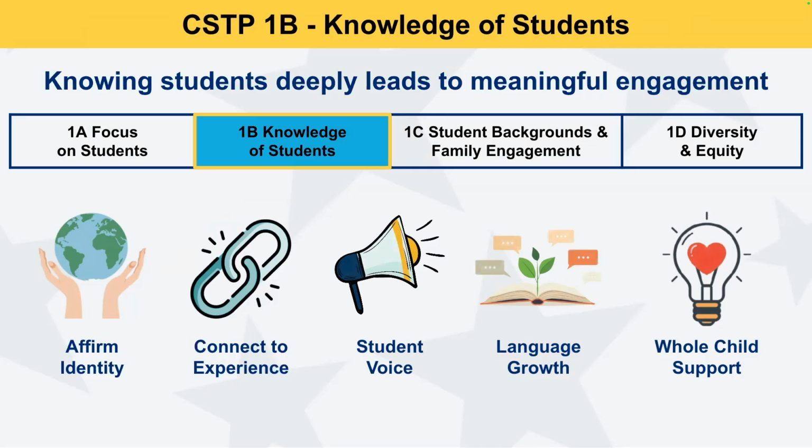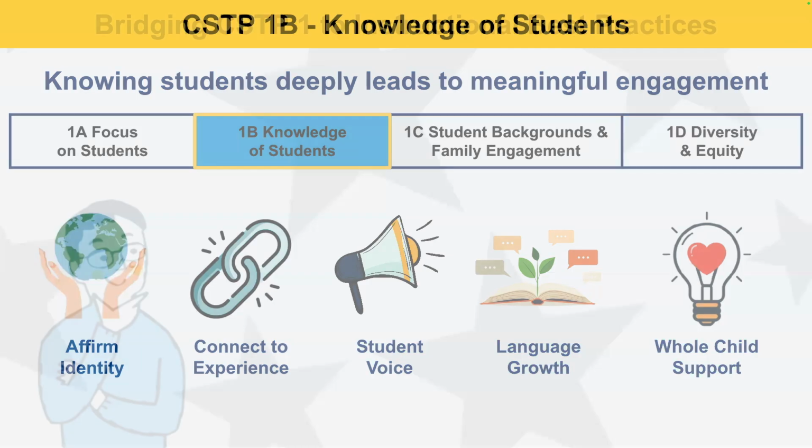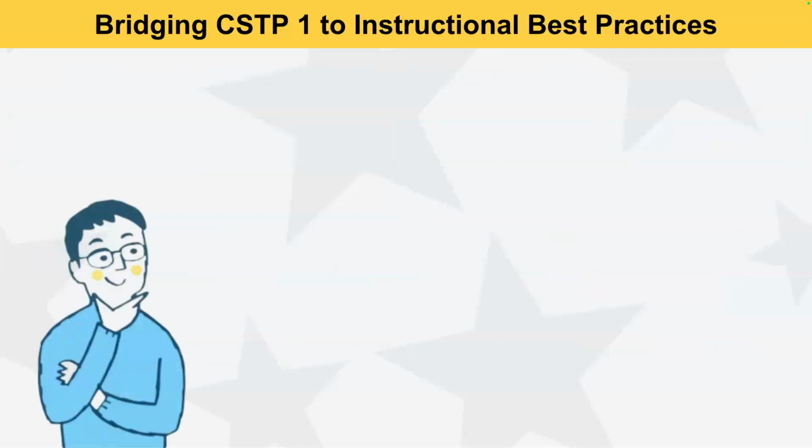At its core, CSTP 1B reminds us that when we know students deeply, like who they are, what they bring, and what they need, we create learning that is relevant, empowering, and equitable. So CSTP 1 reminds us that when we know our students deeply, we design learning that truly engages and supports them. This connects directly to our instructional best practices.